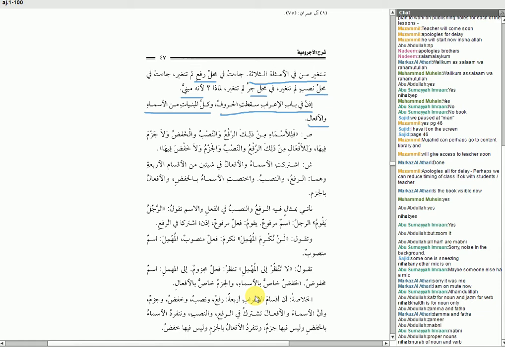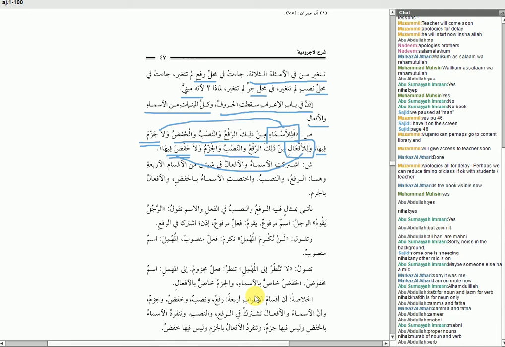Ibn al-Ajurrumiyyah says, فَلِلْأَسْمَاءِ مِنْ ذَلِكَ الرَّفْعُ وَالنَّصْبُ وَالْخَفْضُ وَلَا جَزْمَ فِيهَا. Speaking about the nouns, he says, nouns have raf', nasb, and khafd. And there's no jazm in the asma, وَلَا جَزْمَ فِيهَا. Okay, so that's the asma. Then he said, وَلِلْأَفْعَالِ من ذلك الرفع والنصب والجزم ولا خفض فيها. So khafd is excluded. لا خفض. Jazm is excluded from the asma, and khafd is excluded from the verbs, from the af'al.